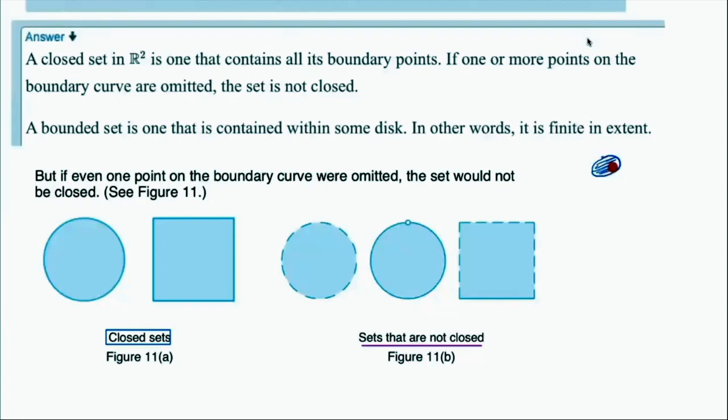What is a bounded set? A bounded set is one that is contained within some disk. For example, this set here, we can find a disk to contain that set. No matter how big the set is, if we can find a disk to contain that, then that set is a bounded set. In other words, the set is finite in extent.